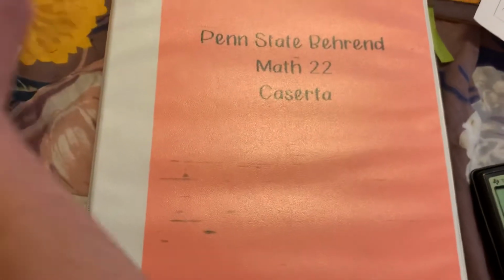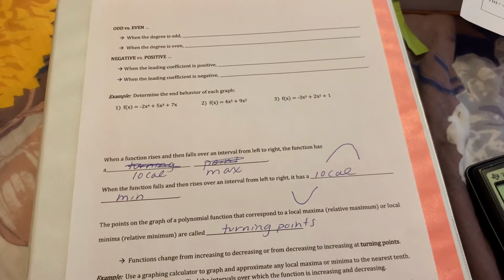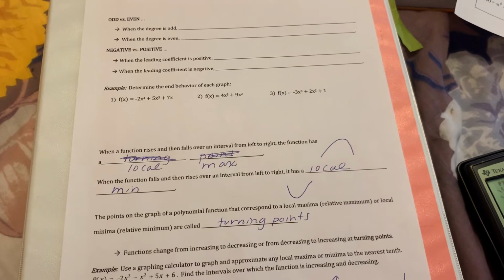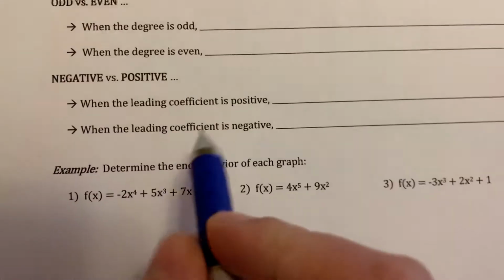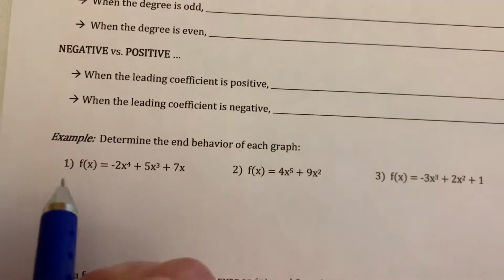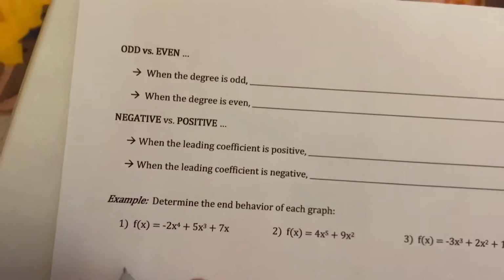All right, so knowing that, you go to the next page in your notes. I have these all filled out for you and attached. So I'm just going to go to the parts where I think there's confusion. So this is determine the end behavior of the graph. Well, this is an even one, so it's going to look like a parabola, but it's negative, so it's going to flip down.